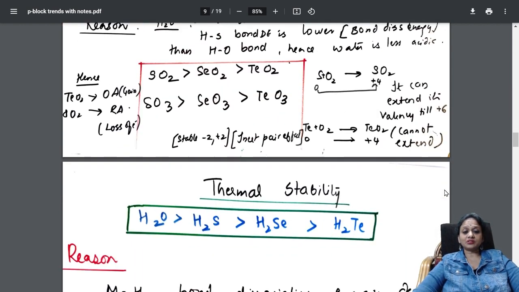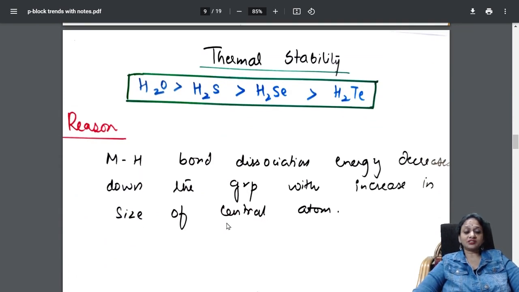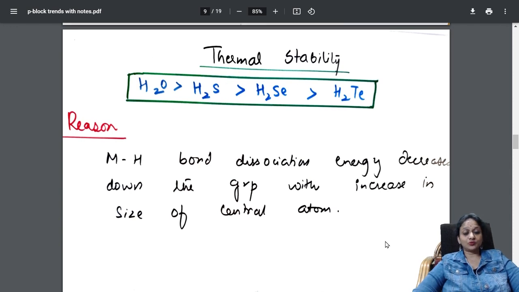Slowly I have come to a trend, that is thermal stability. Order also is mentioned here. Reason also is mentioned here. Yes. So please note it, students. Very important, thermal stability, what happens when I go down the group.